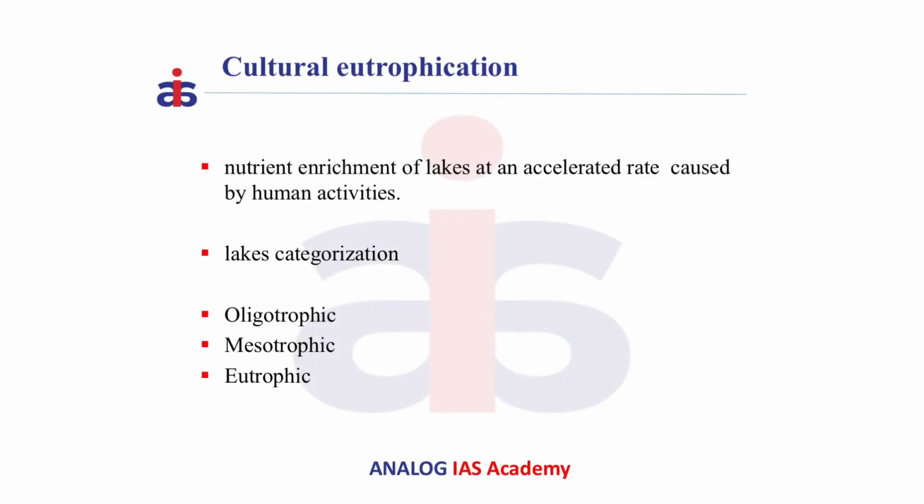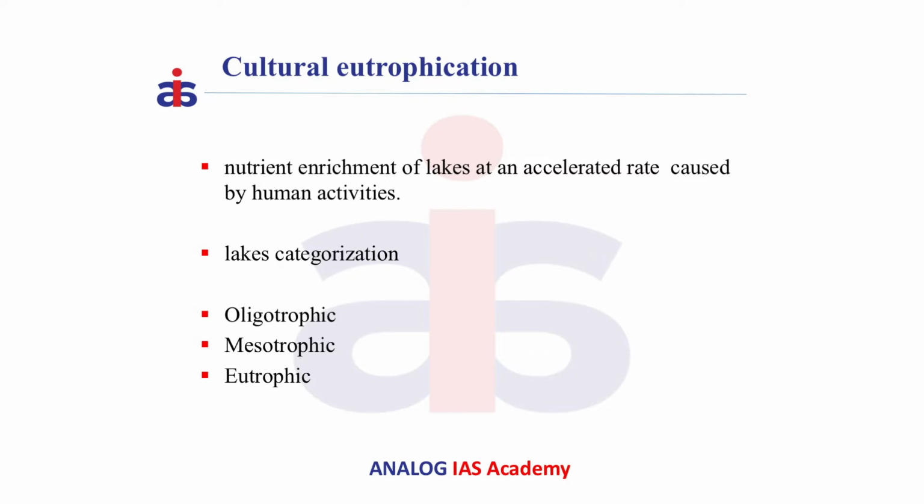Similarly, the nutrient enrichment of lakes at an accelerated rate due to human activities and the consequent aging phenomena is known as cultural eutrophication or accelerated eutrophication. On the basis of nutrient content, the lakes are categorized into three types: oligotrophic, mesotrophic, and eutrophic. Oligotrophic is very low nutrients. Mesotrophic contains moderate nutrients, and eutrophic contains highly nutrient-rich lake.